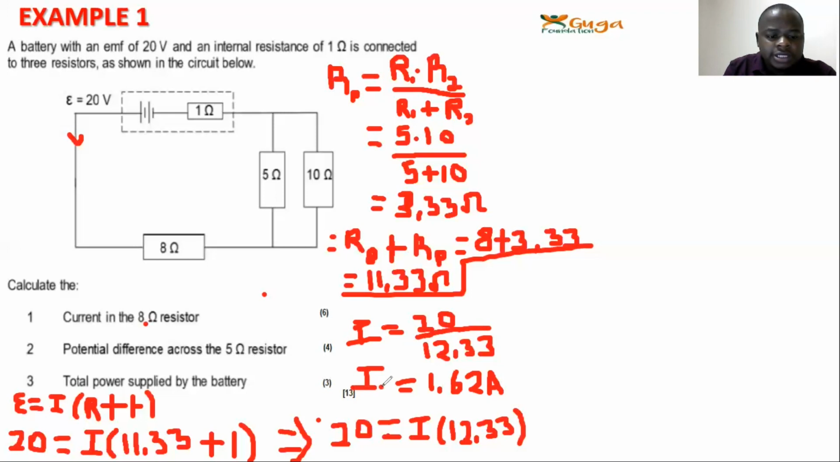You should say this is I. Okay, so now we've got the first one. Now they're saying to calculate the potential difference across the 5 ohm resistor.